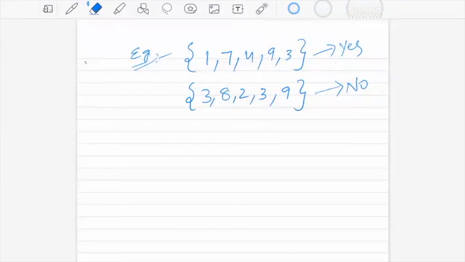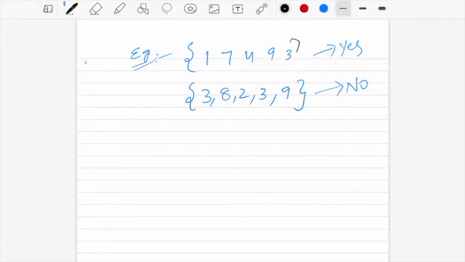Let me take an example. For the first one, you could see that all elements in the array are distinct. So the output for this algorithm should return yes. And if you see this second array, there are two elements which are the same in the array. So the output should return no.